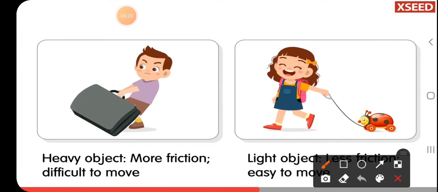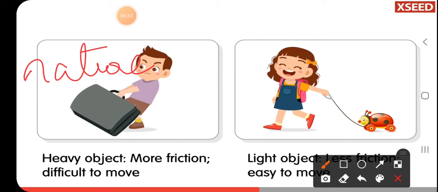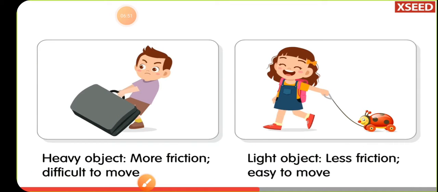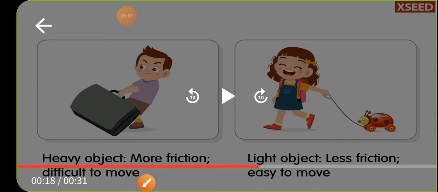Observe here two conditions on which the frictional force depends. One is the nature of the surface, meaning the nature of the surfaces of the two objects, whether they are smooth or rough. The second one is the weight of the object. If the object is heavier, then the frictional force is more, and if the object is lighter, then the frictional force is less. Okay children?